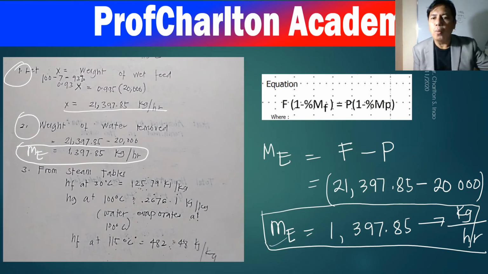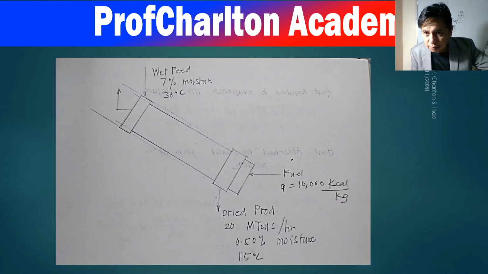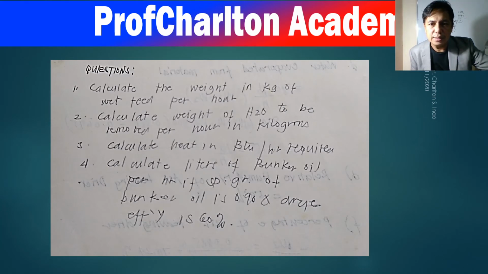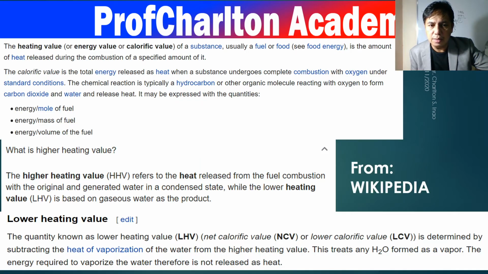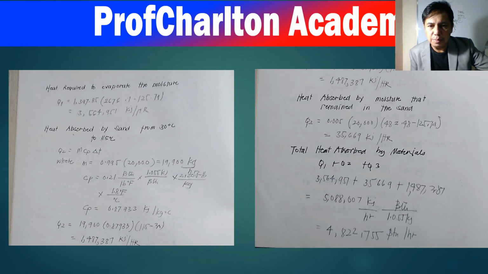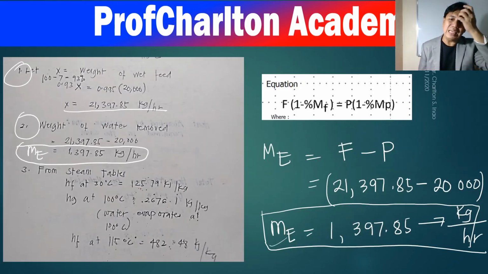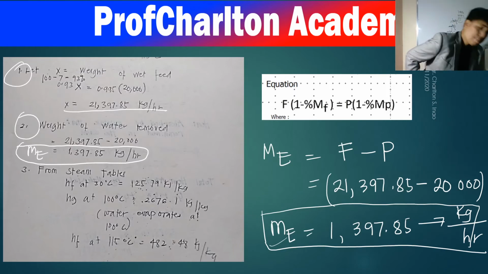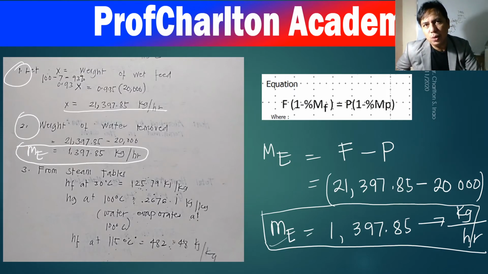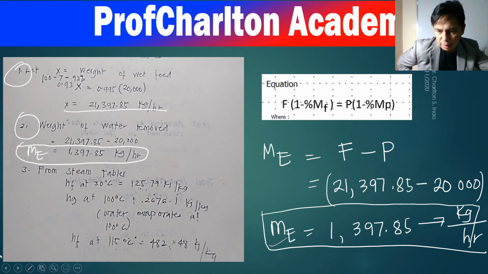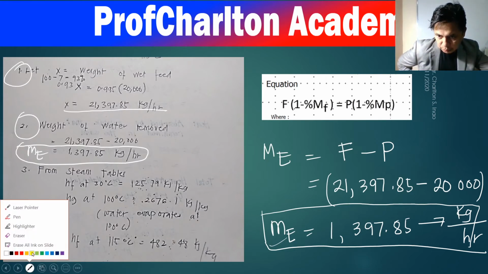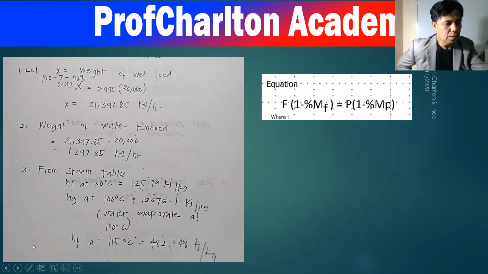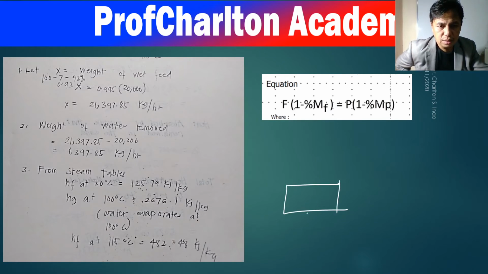What is number 3? Let me go back to the question. Calculate the heat in BTU per hour required. As I told you, there are 3 sources of heat so that you can get the total heat output. What do I mean by output? Let me clear this. Here is the source of the heat. So here is the heater.